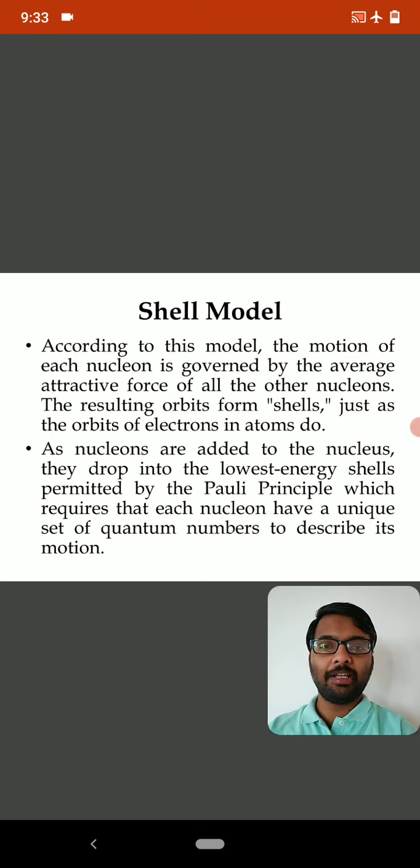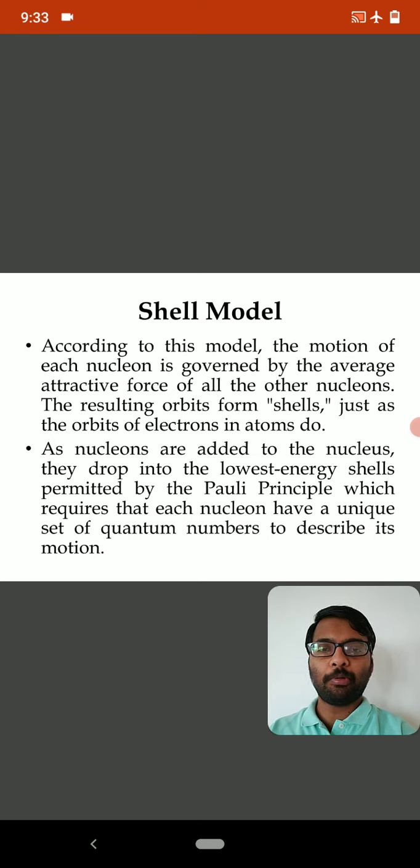So the motion of a single nucleon, governed by the average attractive force, results in certain orbits which are called shells, just as the orbits of electrons in atoms do. This is similar to the electron orbits in an atom. As nucleons are added to the nucleus, they drop into the lowest energy shells permitted by Pauli's principle, which requires that each nucleon have a unique set of quantum numbers to describe its motion.